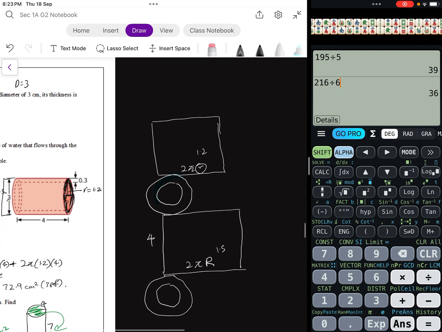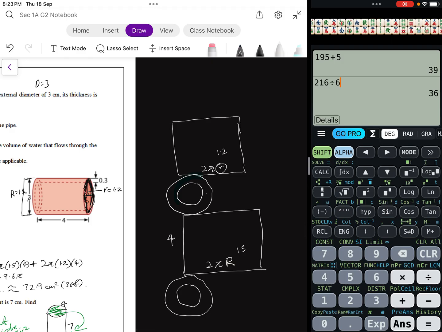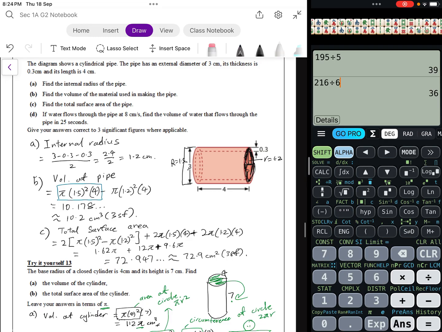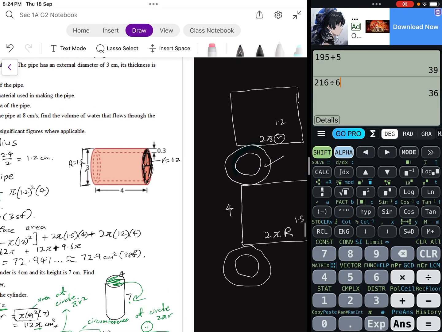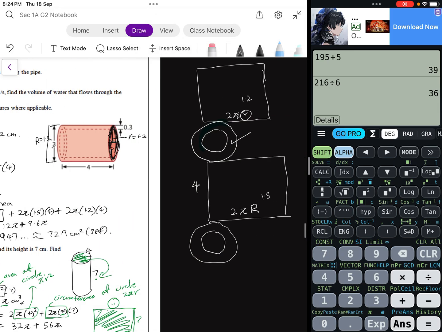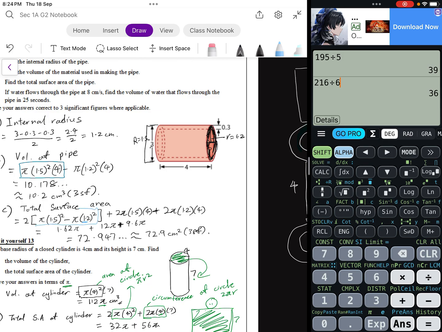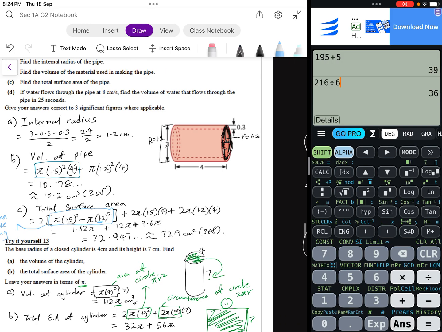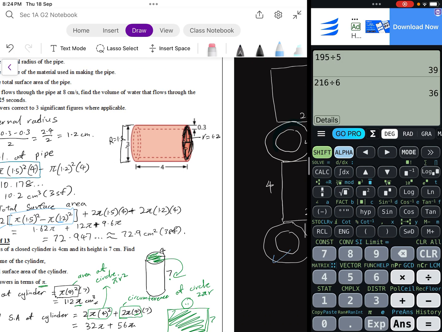Okay, so you have actually 4 parts of surface area to find. We already got the area of this ring, right? Okay, we didn't get it. So to find the ring, we find the area of the big circle minus the area of the small circle. So pi r square 1.5 minus pi r square 1.2. Okay, so this is the area of the ring, times 2 because there are 2 rings. Right, so we found that already.